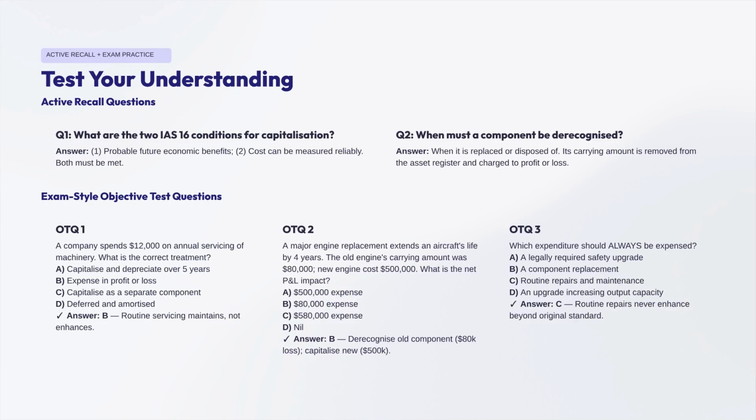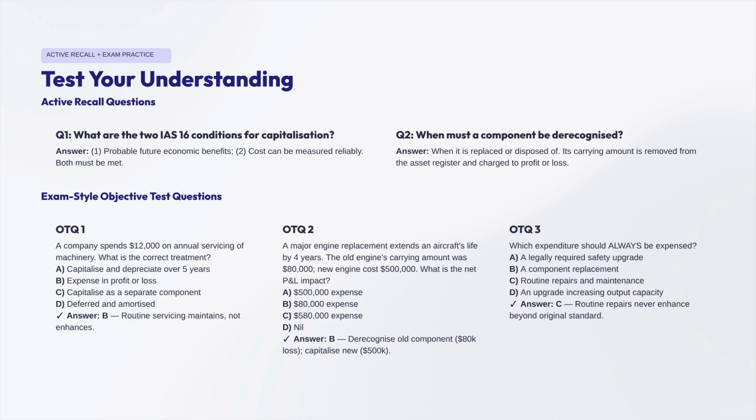Time for some active recall, because retrieving an answer from memory is what actually locks it in. Let's try 2 quick questions. Question 1. What are the 2 IAS 16 conditions for capitalization? Pause for a moment and try to answer. The answer, 1, probable future economic benefits, and 2, the cost can be measured reliably. And remember, both must be met.